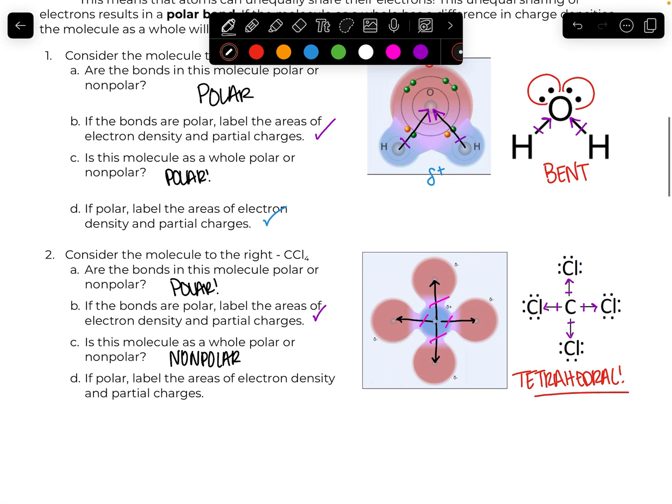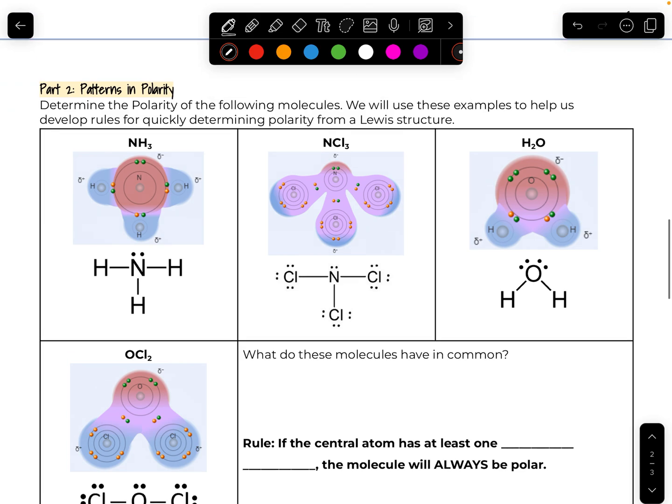Okay, so this is bent, this is tetrahedral, but what we really want to do is not take this on a case-by-case basis. We want to be able to look for some patterns. When can I get a geometry and know that for sure it's always going to be polar, or maybe it's always going to be nonpolar? Let's see if we can figure it out. So let's take a look at the next page.